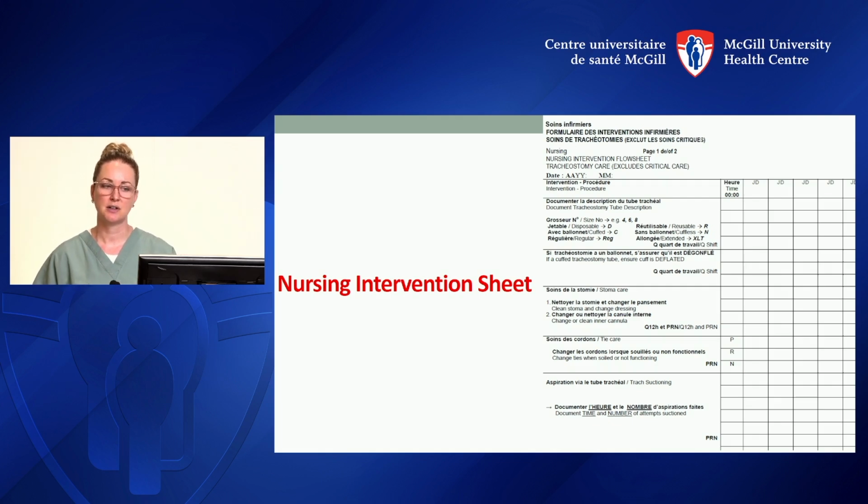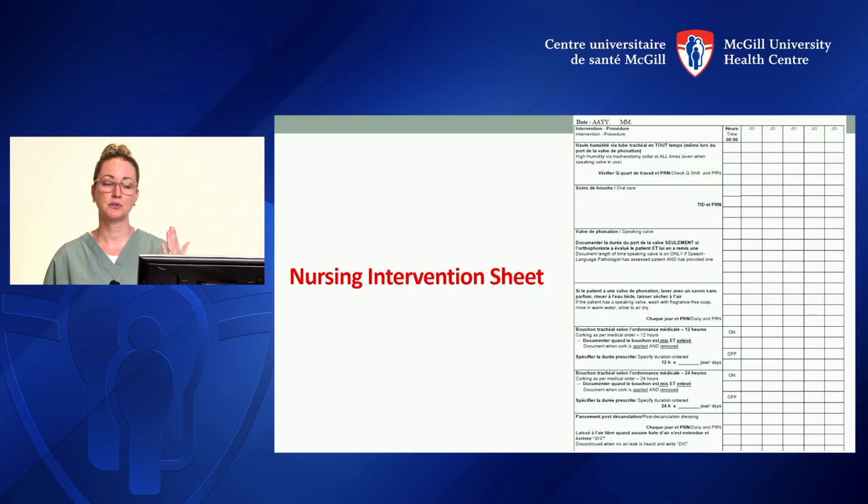So you need to document the tracheostomy tube. Which tube are you dealing with? What size is it? Disposable or reusable inner cannula? Is it cuffed? Is it cuffless? If it is cuffed, is the cuff inflated? Is it deflated? So all that basic information is written there for you. The stoma care, that you're cleaning the stoma, you're changing the dressing, cleaning or changing your inner cannula. The tie care, if we need to change the ties or if it's just intact. Trach suctioning, this is where you would document the time you're suctioning the patient and the number of times you need to suction the patient.